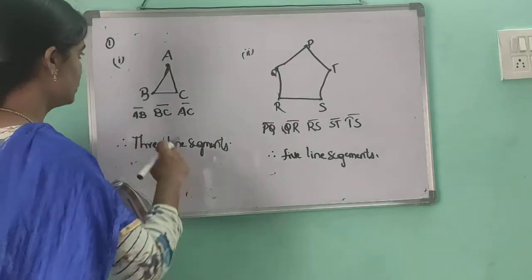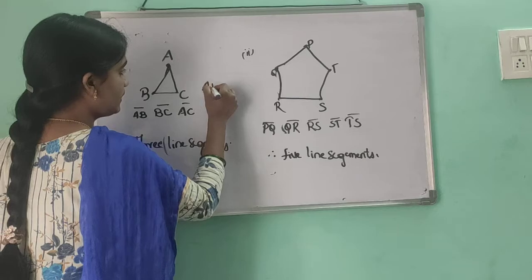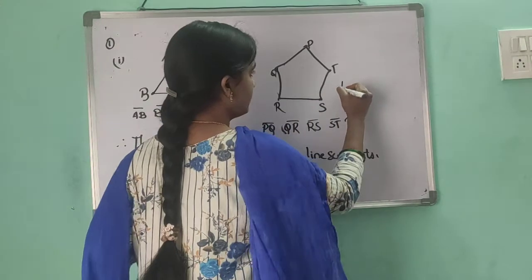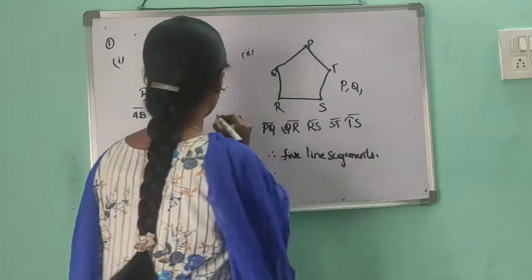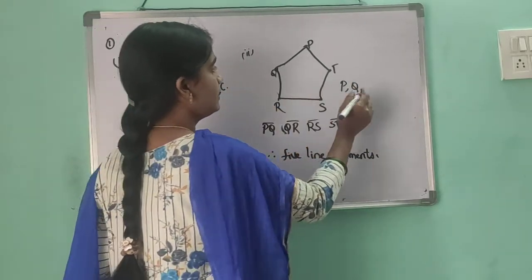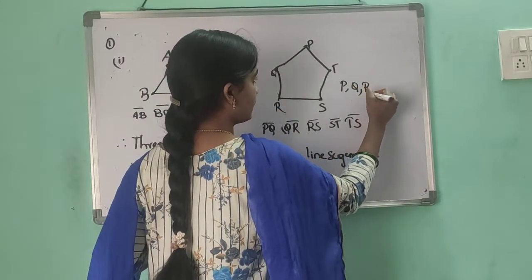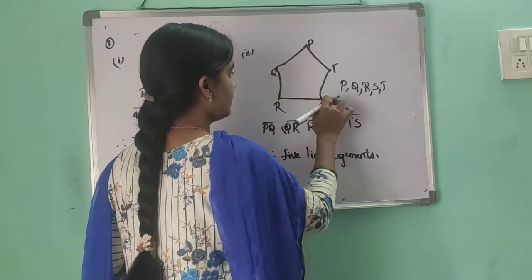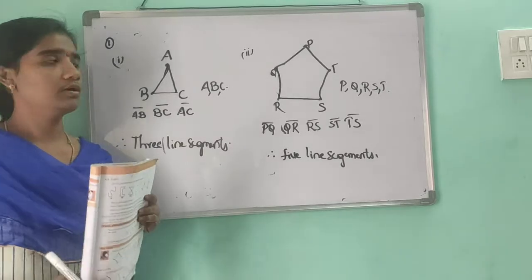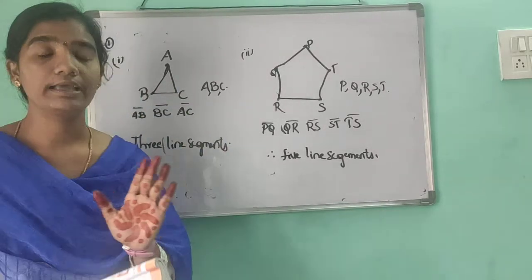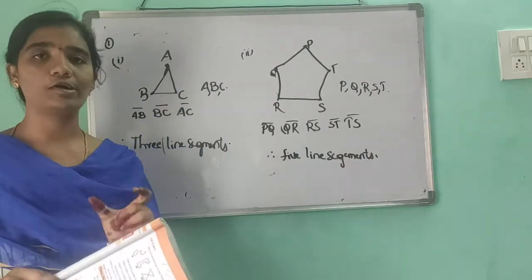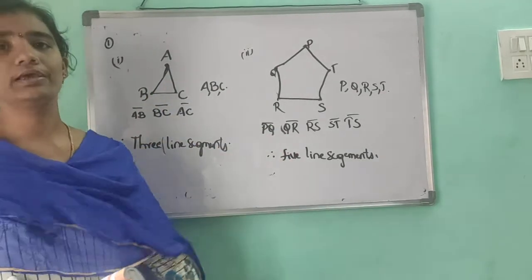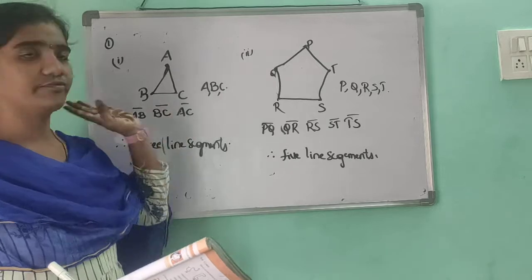This triangle is A, B, C. Here P, Q, R, S, T. In this we have to join the given points and find how many line segments are in this figure.